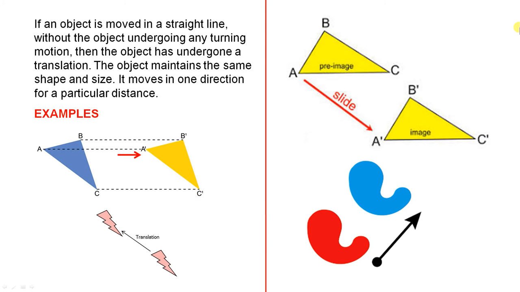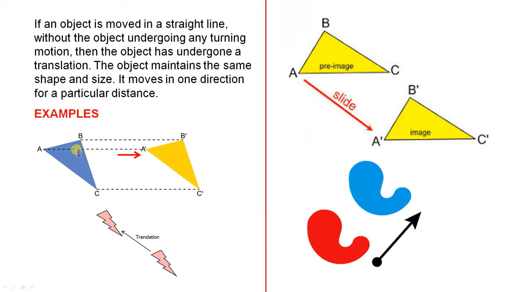If an object is moved in a straight line without the object undergoing any turning motion, then the object has undergone a translation. The object maintains the same shape and size. It moves in one direction for a particular distance.